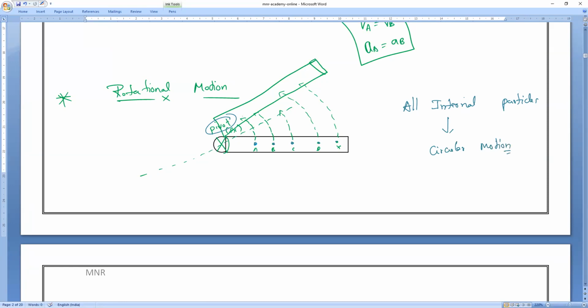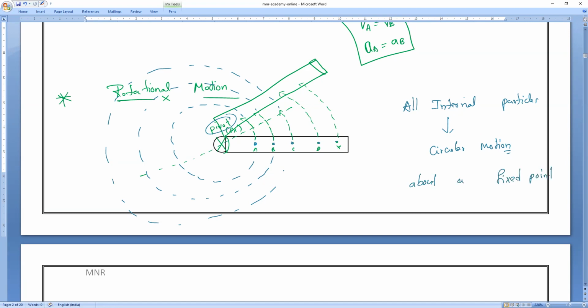Circular motion. So particle A will take a path and come like this. Correct? B will go like this and come like this. Of course, the distance traveled by them is not the same, and we are going to study that. Every particle will take a circular path. Am I right or wrong? All the particles undergo circular motion about a fixed point of rotation. That fixed point of rotation is what we call the pivot point.